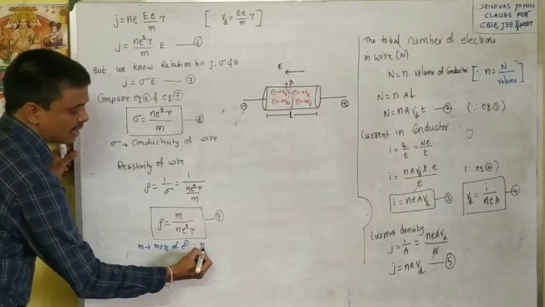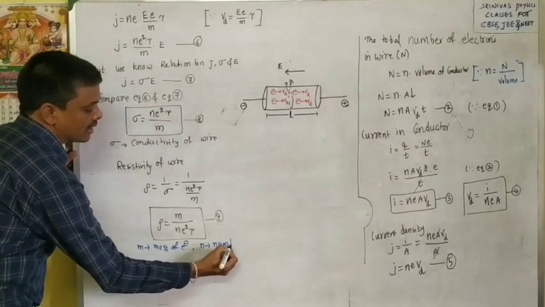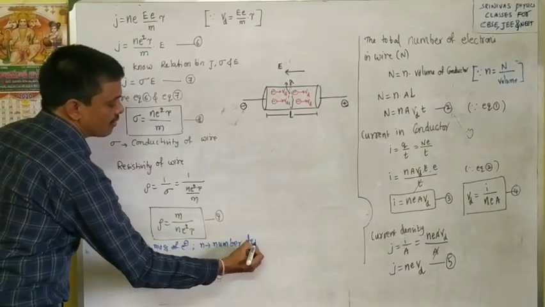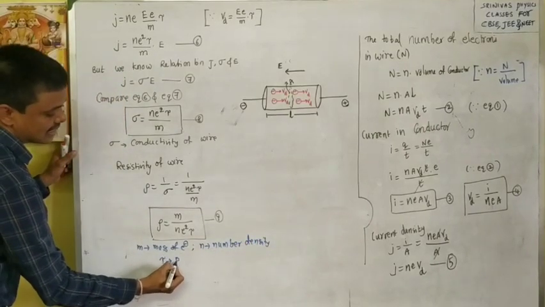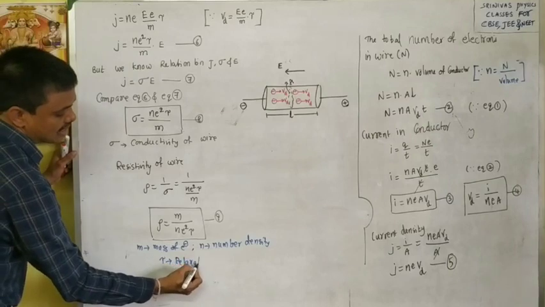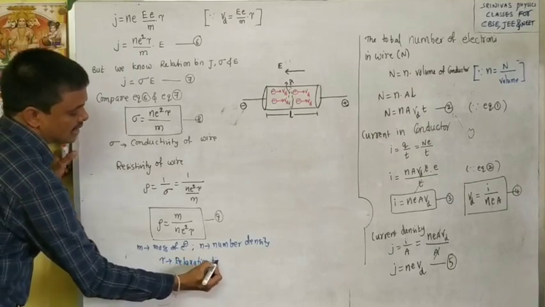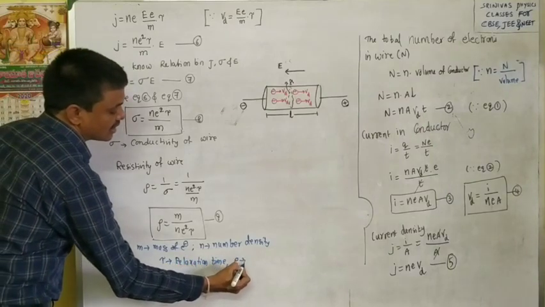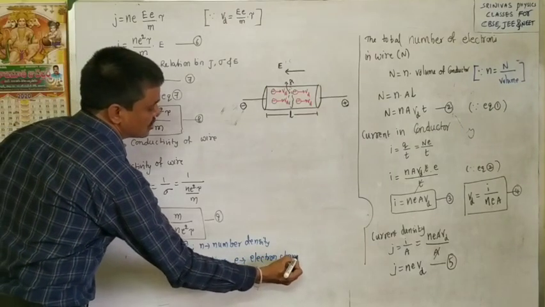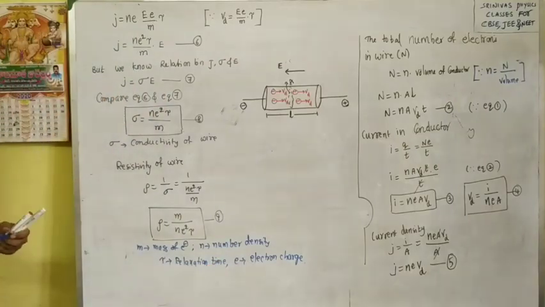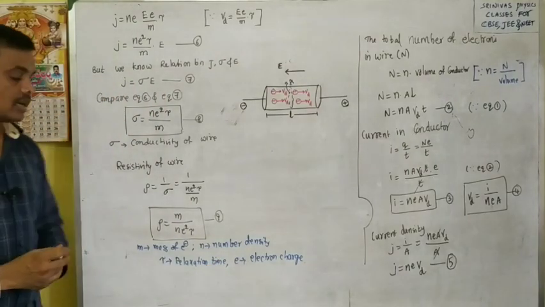N is what? Number density. We know already, what is number density? Number of electrons per unit volume. And what is tau? Relaxation time. What is E? Electron charge. Do you know the value of electron charge? 1.6 into 10 to the power of minus 19. Okay, and this is about resistivity.